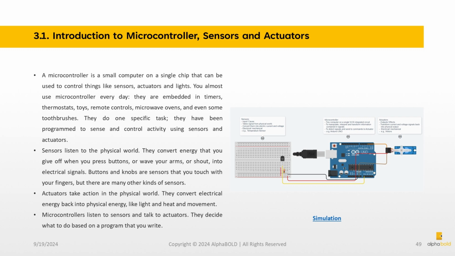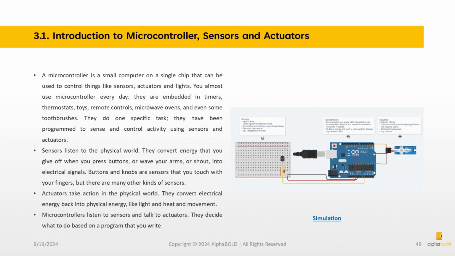They do one specific task. They have been programmed to sense and control activity using sensors and actuators. Sensors listen to the physical world. They convert energy that you give off when you press buttons, or wave your arms, or shout, into electrical signals. Buttons and knobs are sensors that you touch with your fingers, but there are many other kinds of sensors.